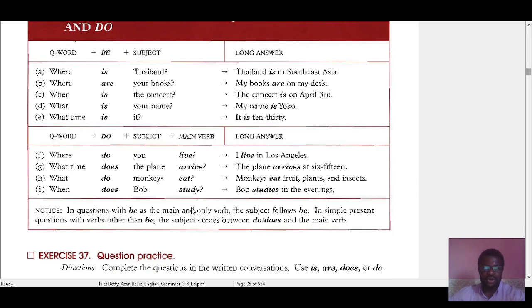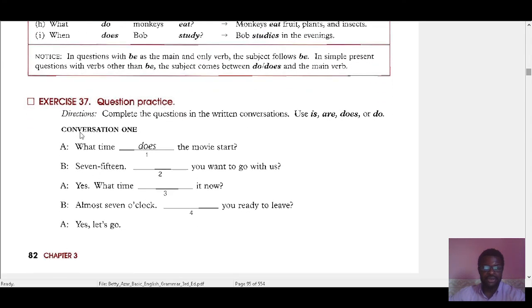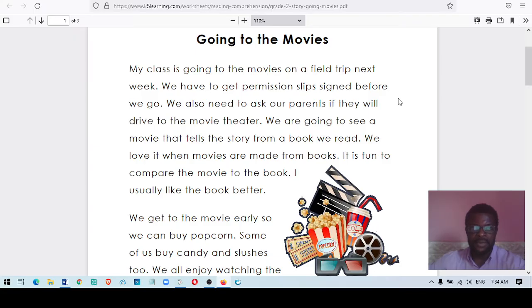I think this is going to be all about it for now, and I'm going to let you guys try your knowledge with this exercise that is going to follow. What time does the movie start? 7:15. Okay, we're going to figure all these out. I'll see you on the rebound.